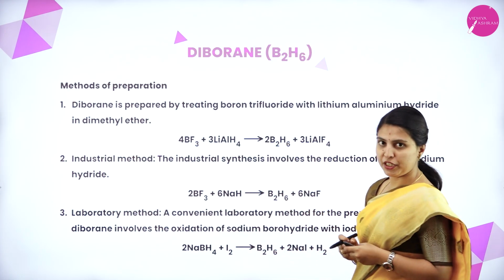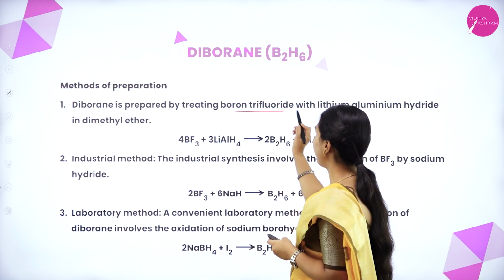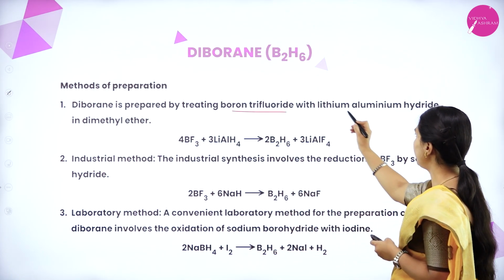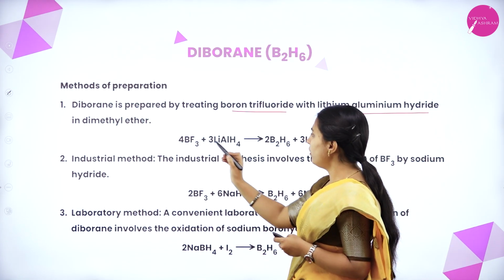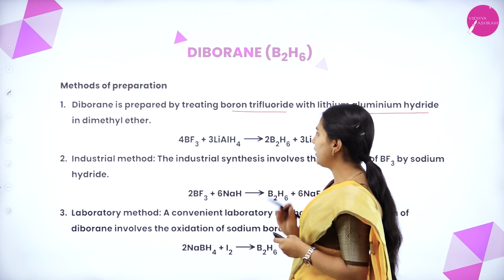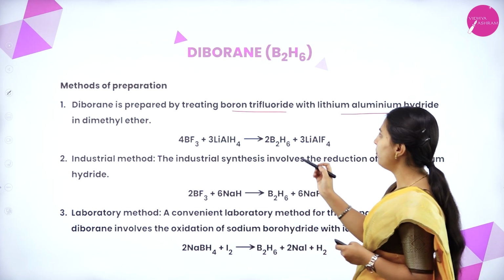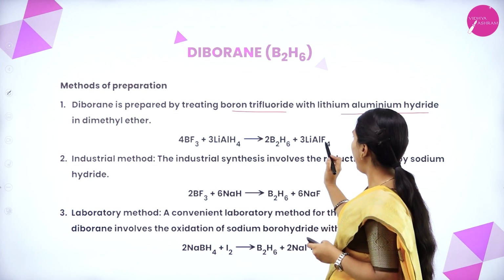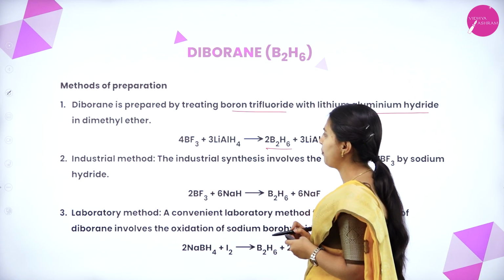Methods of preparation. Diborane is prepared by treating boron trifluoride with lithium aluminium hydride in dimethyl ether. When boron trifluoride is treated with lithium aluminium hydride in dimethyl ether, it will form diborane and lithium aluminium fluoride. This is our main product.